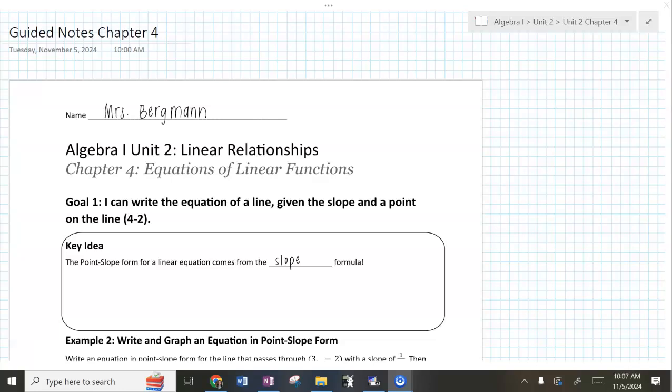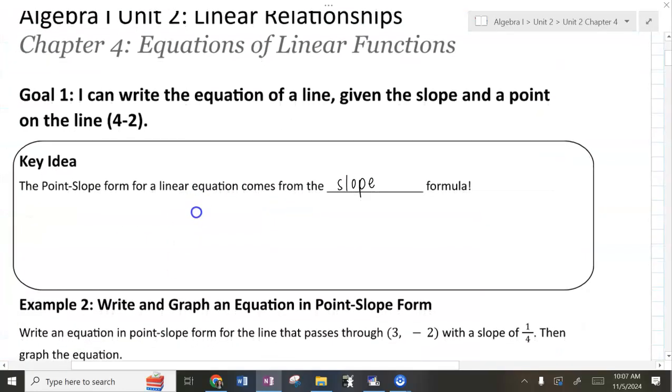Girls, today we're going to learn about Unit 2, linear relationships, but we're moving on to Chapter 4, equations of linear functions. This is going to be very similar to what we did in Chapter 3, where we also learned how to write some equations of linear functions, but now we're going to learn a new formula called point-slope formula. This is going to help us with goal 1, which is to write the equation of a line when we're given the slope and a point on the line.